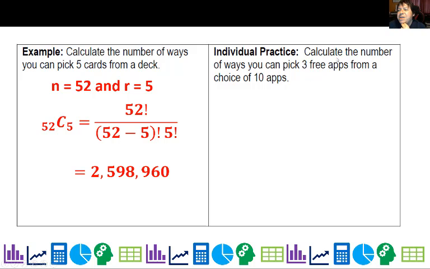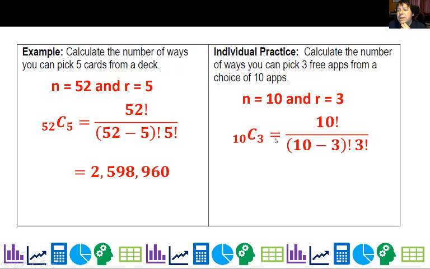All right, calculate the number of ways you can pick 3 free apps from a choice of 10 apps. Well, you have n is 10 to choose from, and there are 3 that you get to pick. So it's 10 choose 3: 10 factorial over the difference factorial, and 3 factorial. And you get 120 different ways. Hard to believe, really.